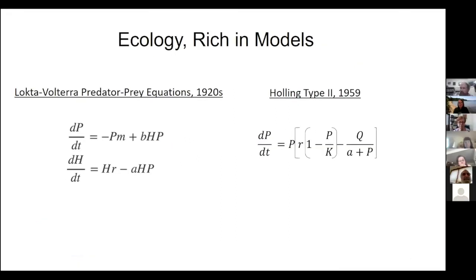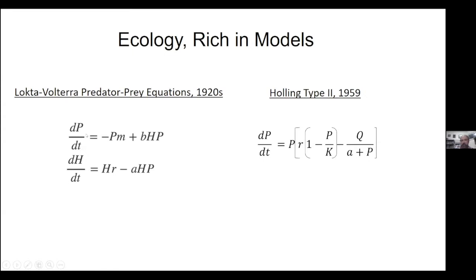I promise not to spend too much time on this here, but I'll give a little bit of the quantitative background in ecology. Ecology is rich in models, and some of the original predator-prey models, such as Lotka-Volterra's predator-prey equations, go back actually almost 100 years now, and Holling's models go back over half a century. Very, very briefly, these are differential equations.